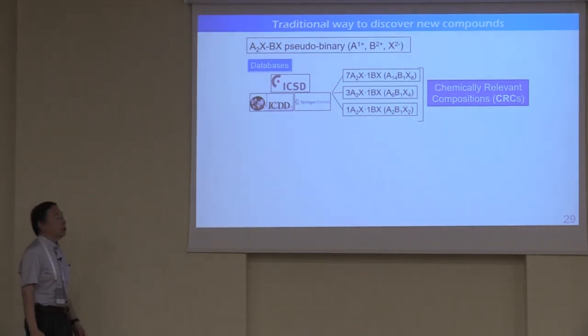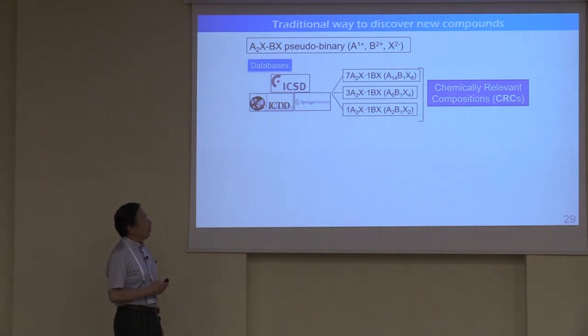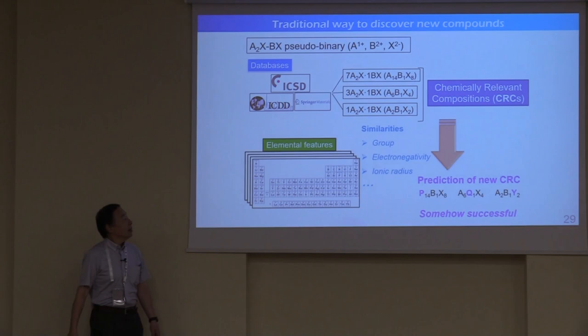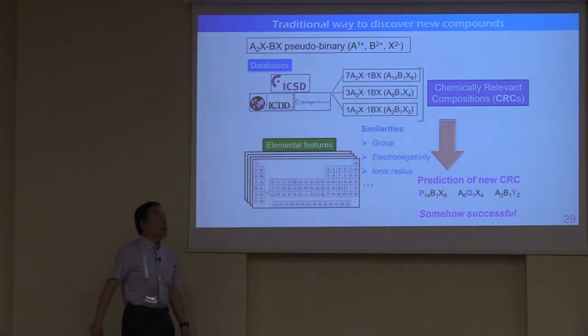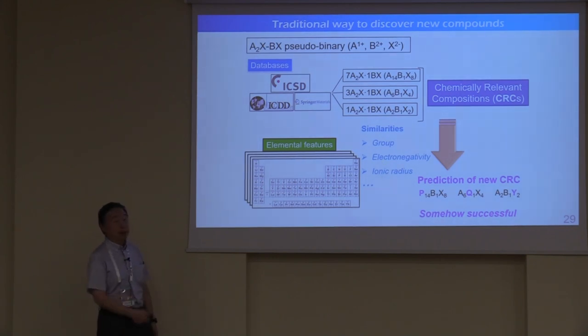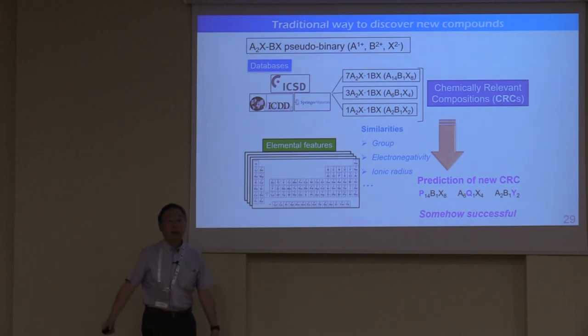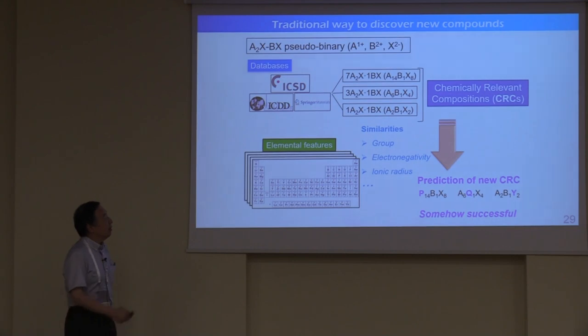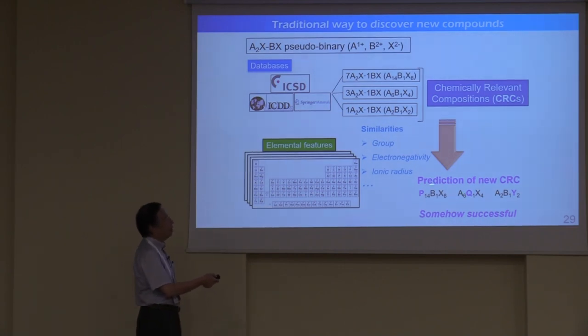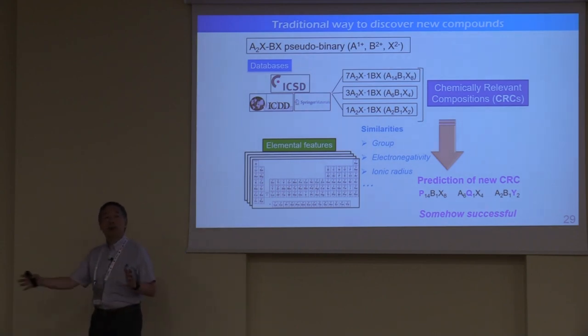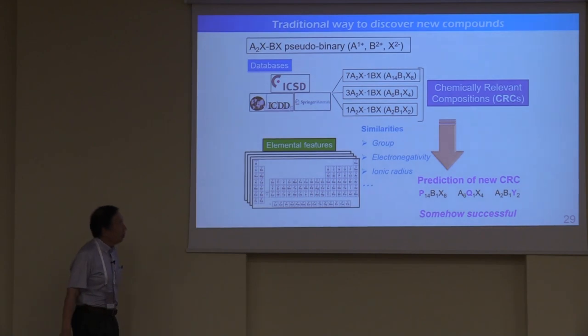The traditional way to discover new compounds is done in the following way. If there is this type of compound registered in a database, they just use a concept of similarity, like group electronegativity or anion. If the electronegativity of this element A is very similar to this element P, they guess that, although it is not yet reported, they can expect that this compound also exists. In that way, people worked for a long time, for more than 100 years. And that way, chemists did have some success finding new compounds.